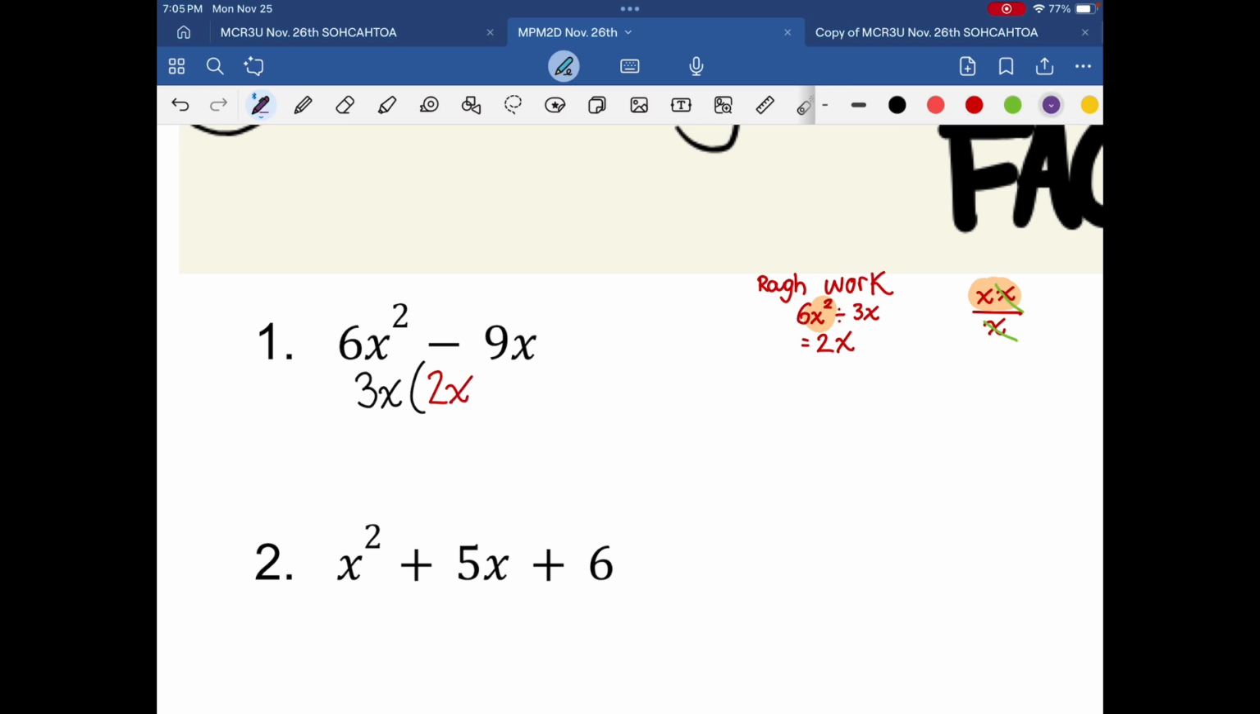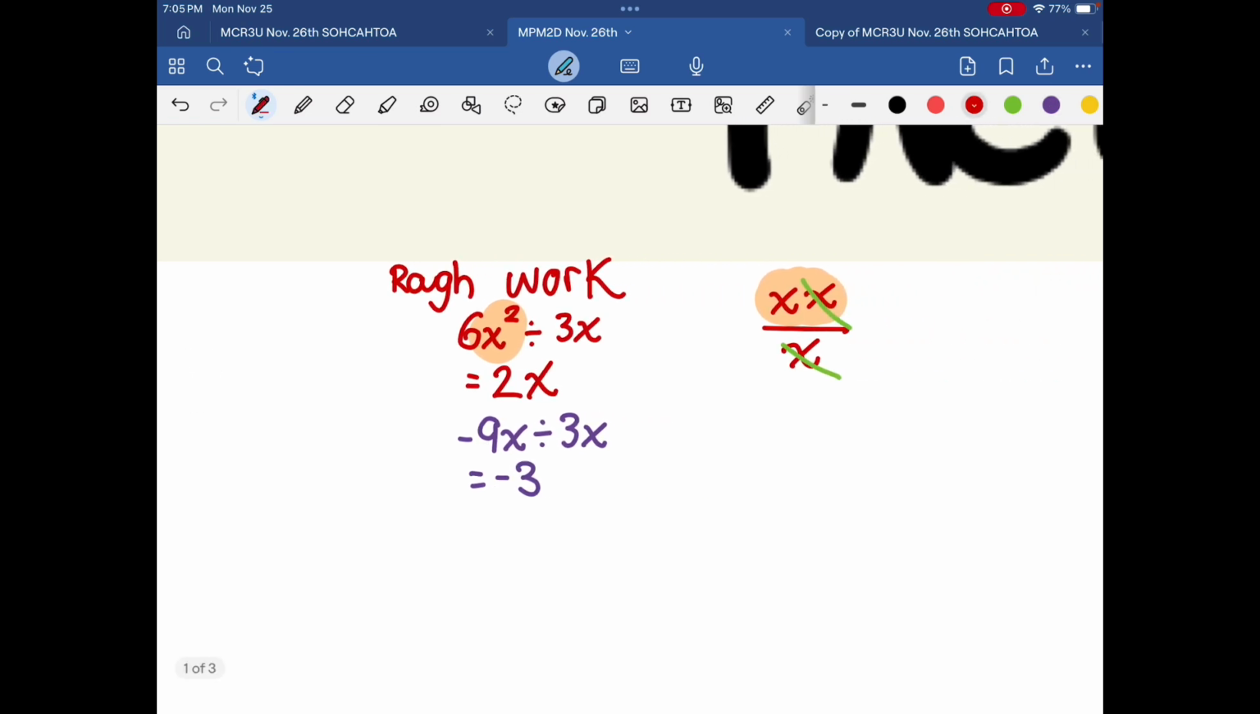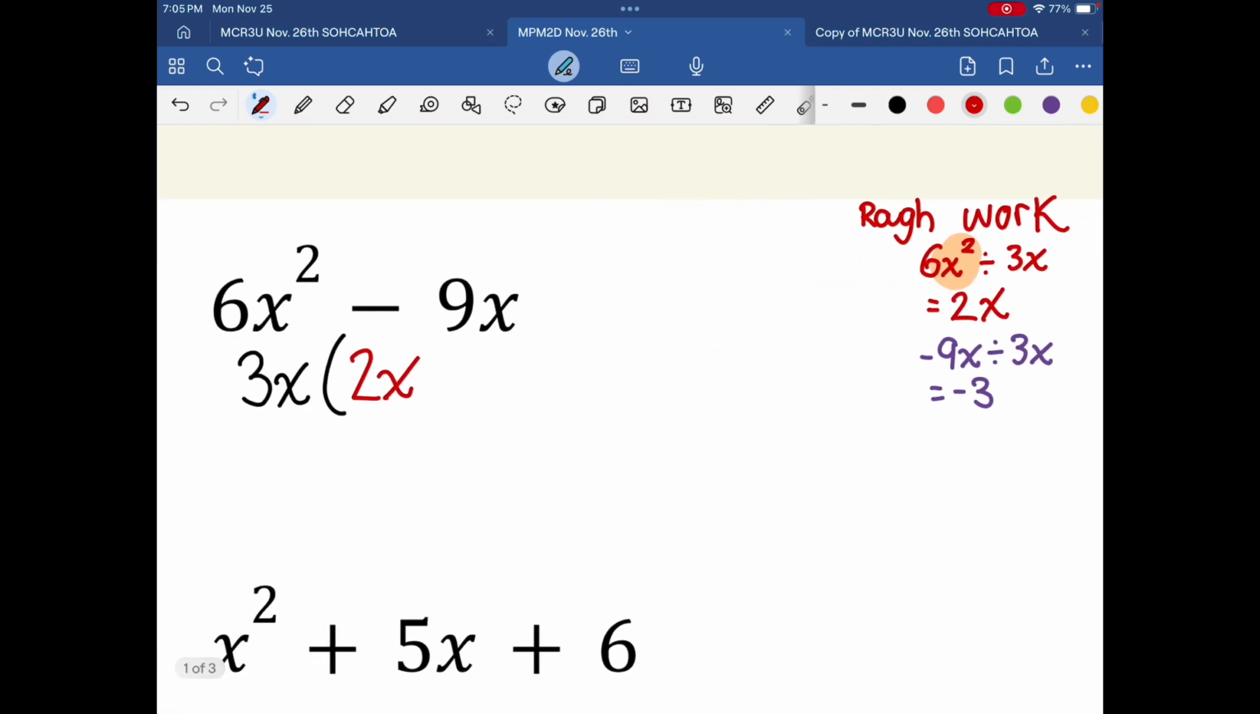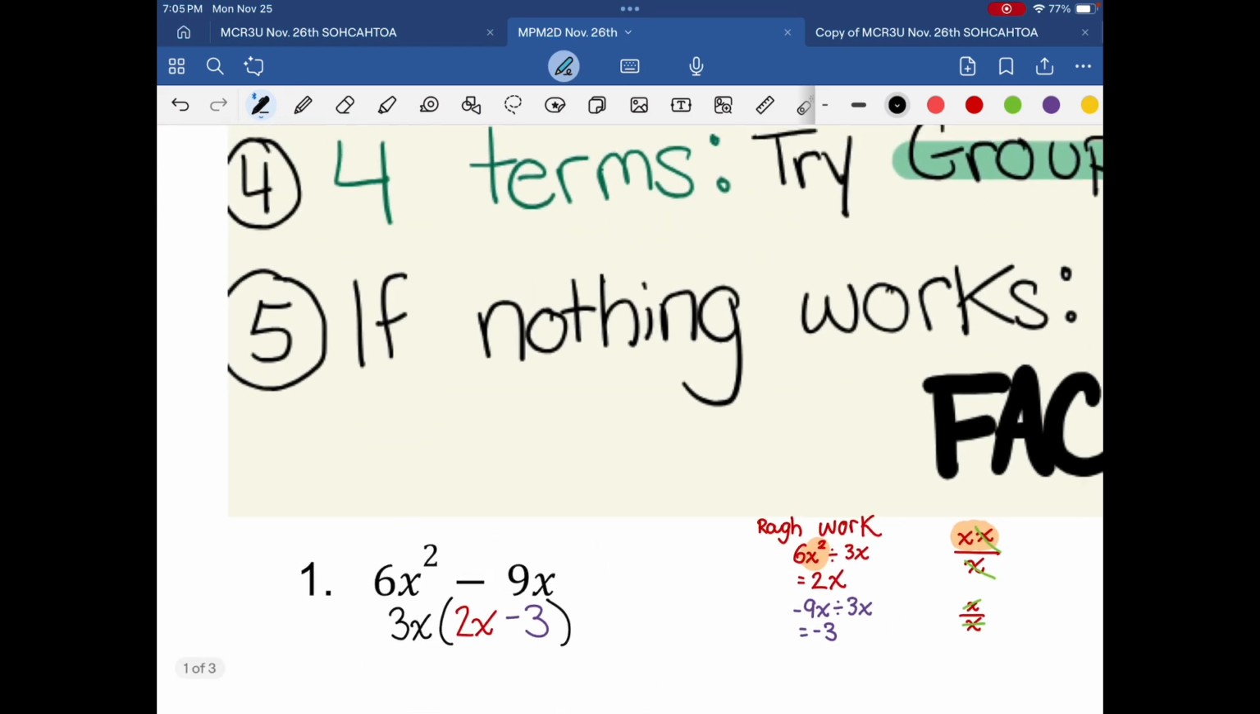And then for the other one, I have negative 9x divided by 3x. Negative 9 divided by 3 gives me negative 3. And we have an x divided by an x. All of those x's cancel, so I'm left with no x's whatsoever. So I'm just left with that negative 3 after I divide out the 3x. Amazing.